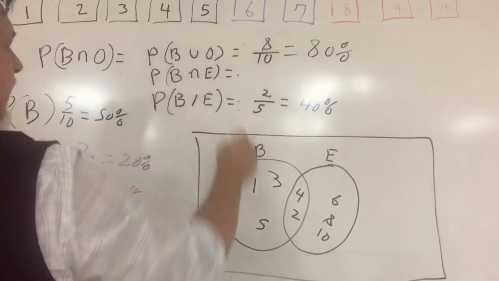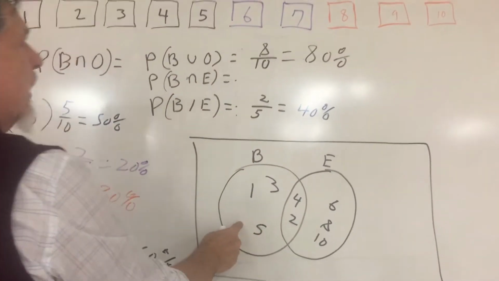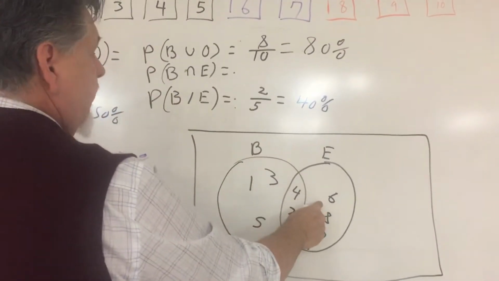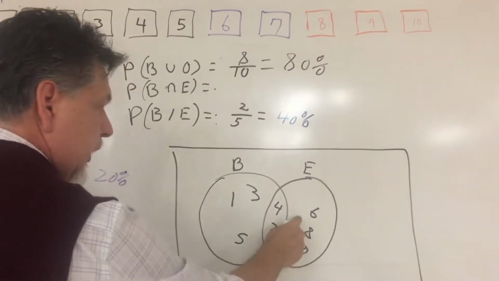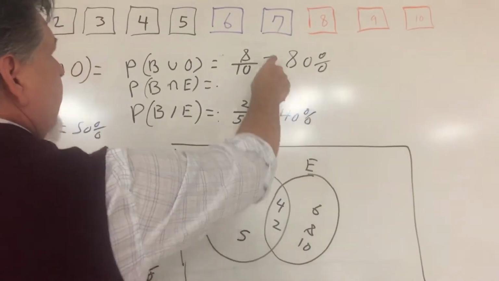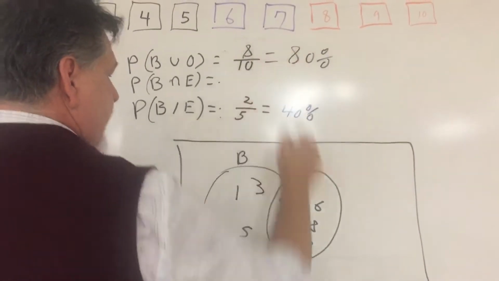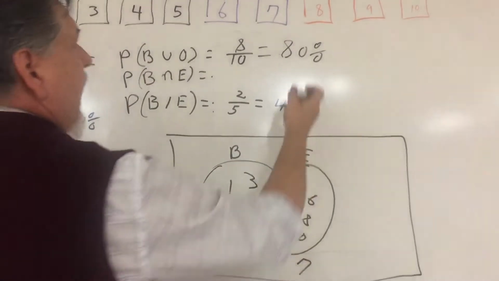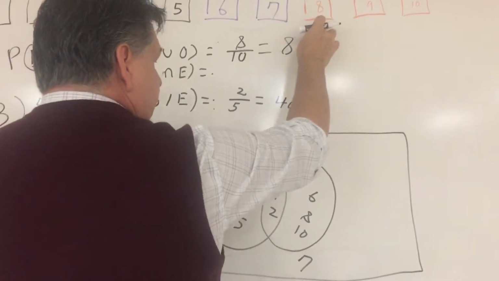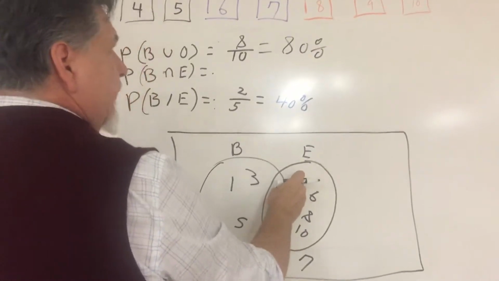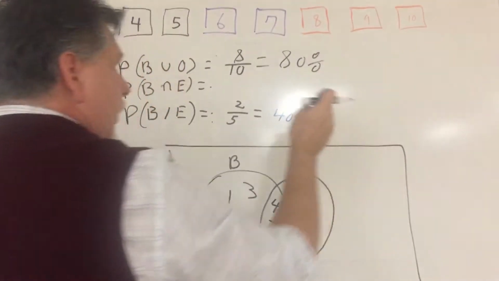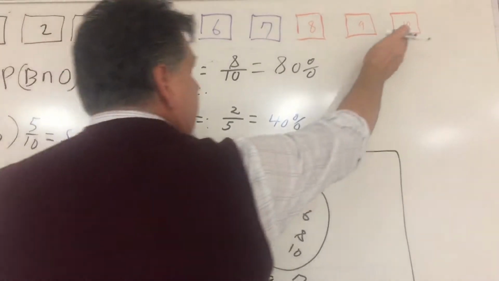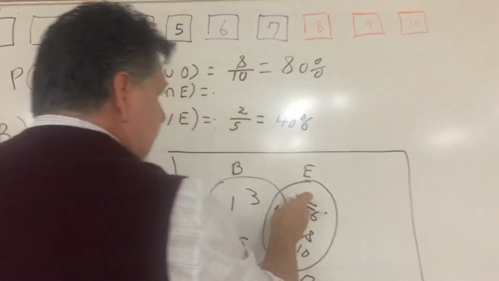I've got 5, it's black, but it's not even. And then I've got 6, it's even, but it's not black, so it goes over here. Now I've got 7, it's not black, and it's not even. And I've got 8, which is even, but it's not black, so it goes in the even. I've got 9, well, it's not black and it's not even, so it goes out here. And then I've got 10, it goes into the even.